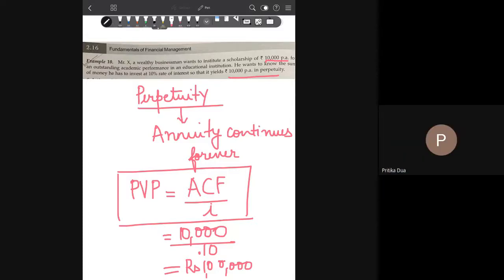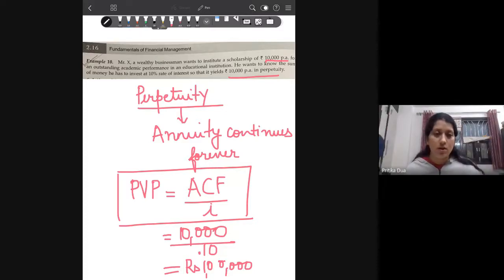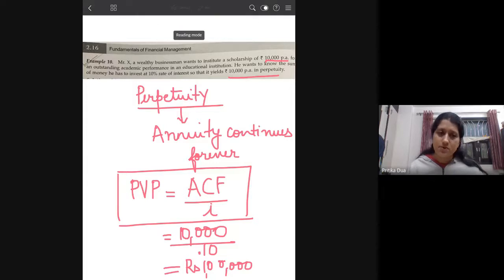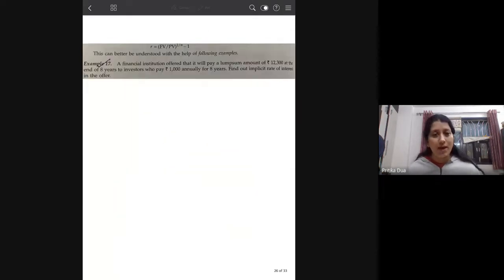I hope the concept makes sense. So you deposit an amount today and continue reaping annual flows from that amount forever. That is what we mean by perpetuity. So a 1 lakh rupee deposit today will give 10,000 forever every year. This is the concept of perpetuity. Only this needs to be covered here. Then next we come to some questions where you have missing values and you need to locate those missing values.